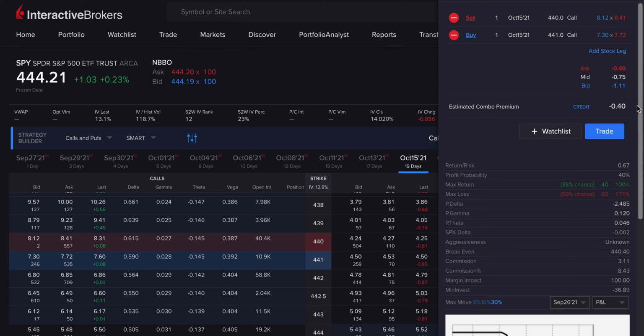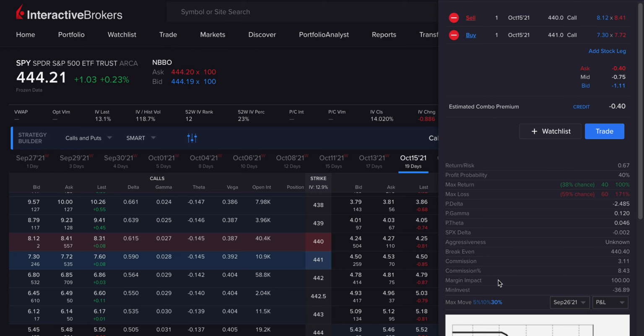You're getting $40 right away. And you have a max loss of $60, right? You cannot lose more than $60. That's what it means by max loss. And obviously the minimum invest is always going to be approximately equal to the credit. Always approximately equal to the credit.